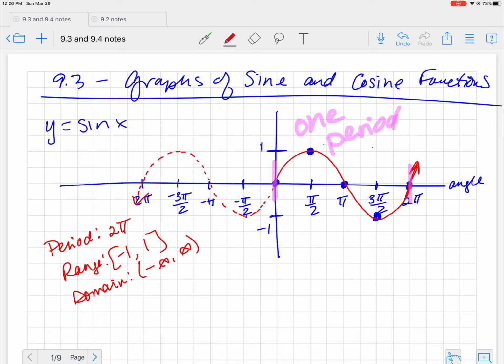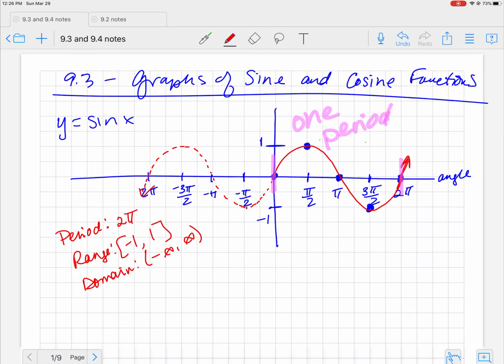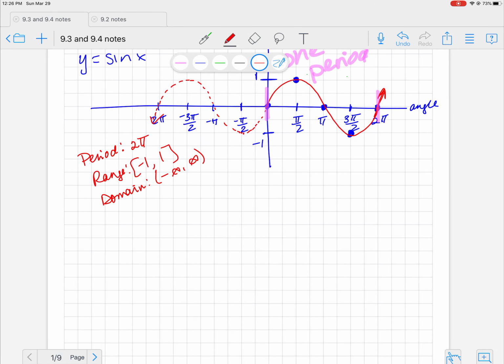What about your domain? Yeah, because it goes forever and ever, it is infinite. So this periodic function, I don't run out of those x values. It just keeps going on and on and on. And then I have this periodic function. All right? Okay, now let's take a look at good old cosine here. And then we'll make some comparisons.